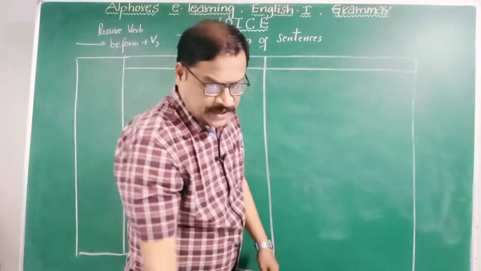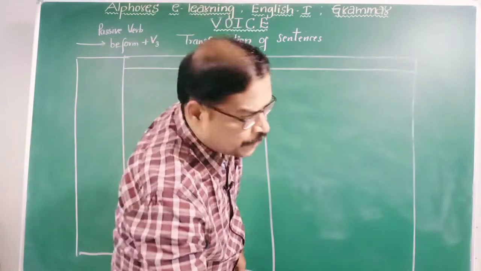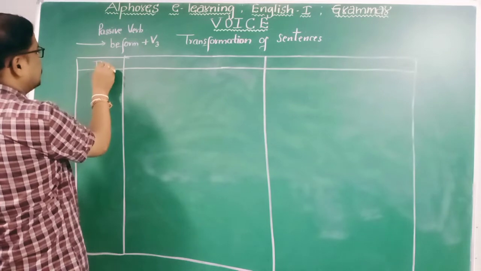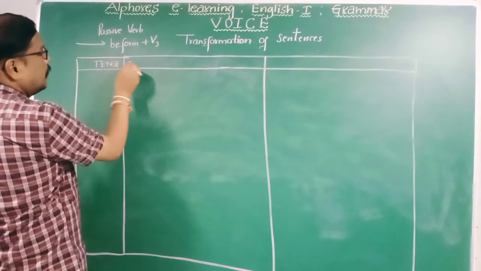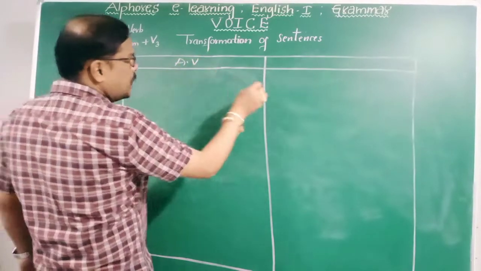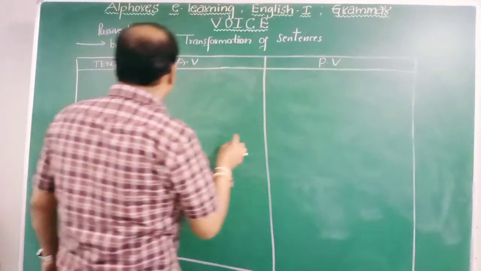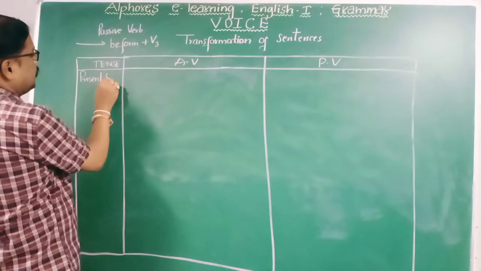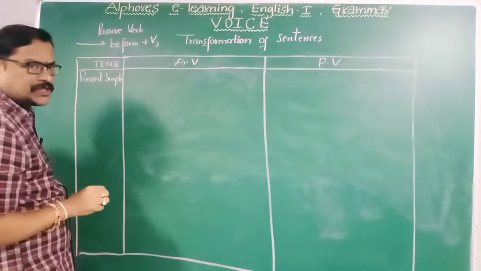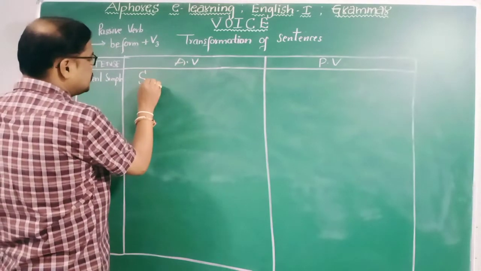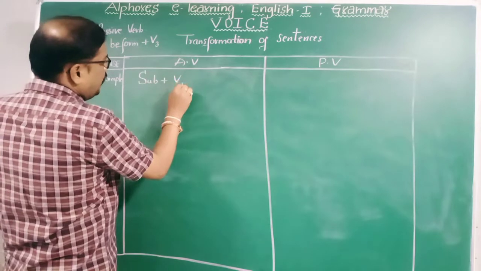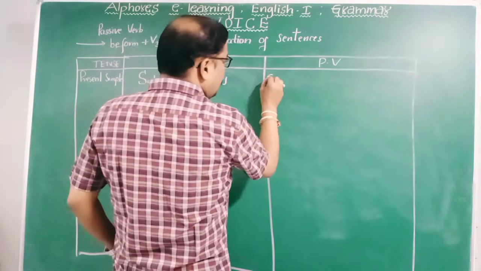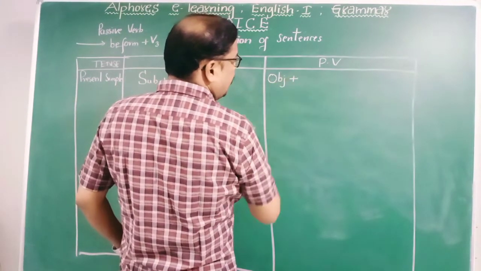It's a big one. If you understand it, the topic becomes very simple for you, dear students. So here you will have to take the tense, and let us take here active voice, and this one is passive voice. Suppose you take present simple. What is the structure of present simple? Subject plus V1 plus object.